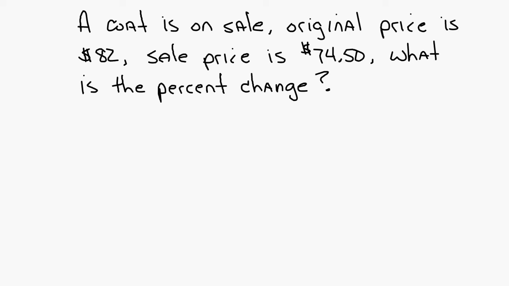So we said that the percent of change is equal to the amount of change, right? Now, when you're determining the amount of change, always take the larger number minus the smaller number. Your amount of change, you always want it to be a positive. So let's take 82 and subtract 74.50. We said that percent change is equal to the amount of change divided by the original amount. So in this case, it's $82.